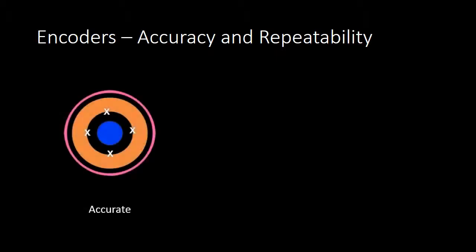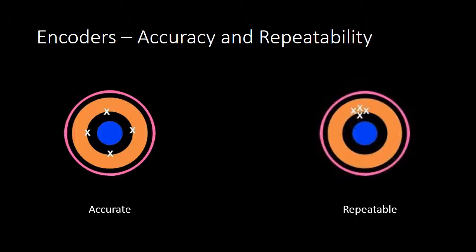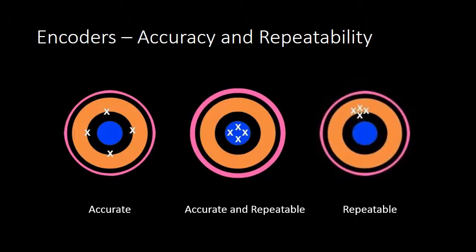As an example, let's consider a football player. If the player is accurate, he's able to get the ball close to the goal when the situation occurs. If he is repeatable, he will shoot to this location every time possible. The best players are both accurate, hitting the goal, and repeatable, doing it every time.